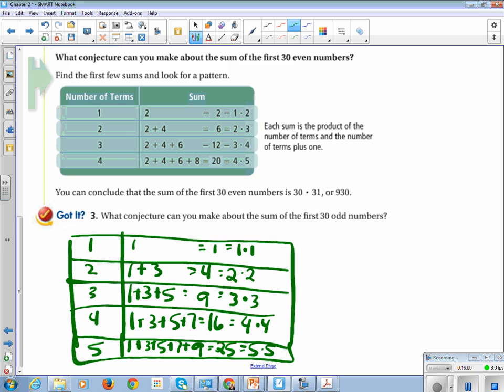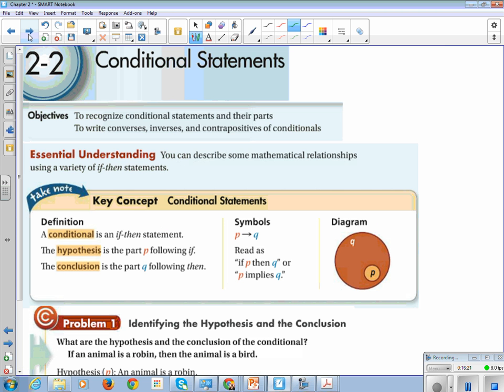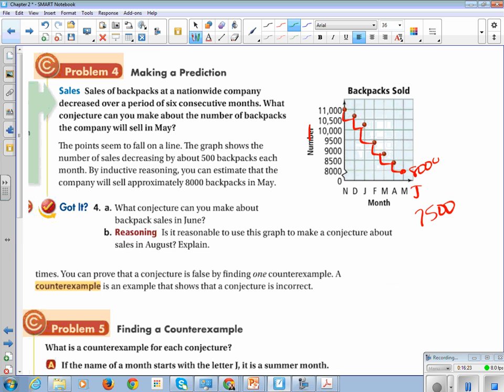All right, so now we're going to make a conjecture about the sum of the first 30 odd terms. So I'm going to take 30, I'm going to times it by 30, and it should be 900. Yep. All right, so let's go to example 5.